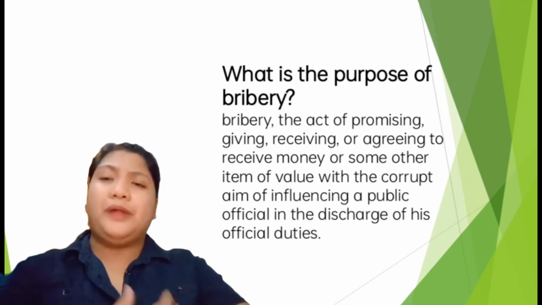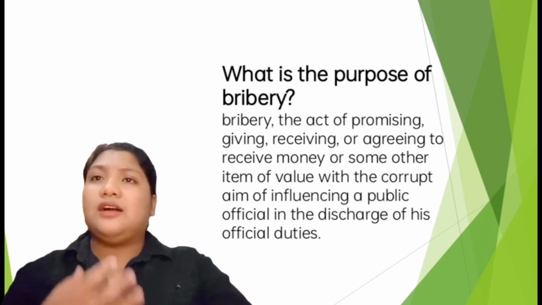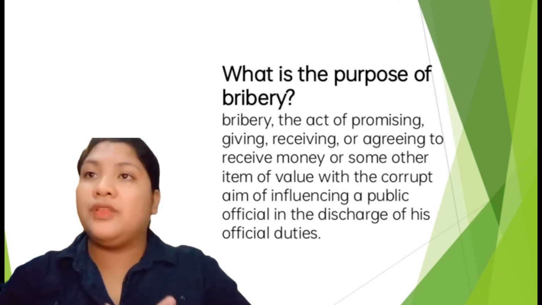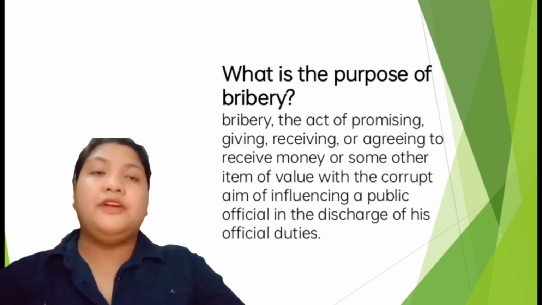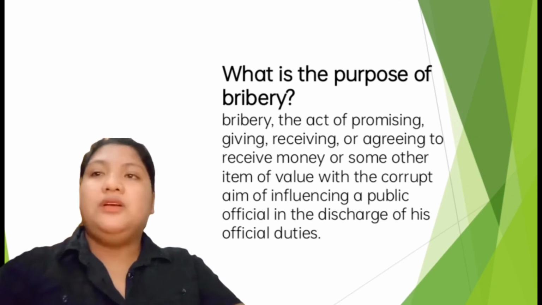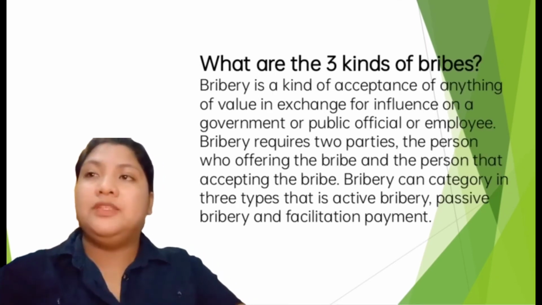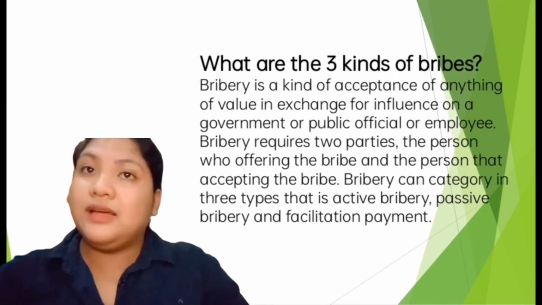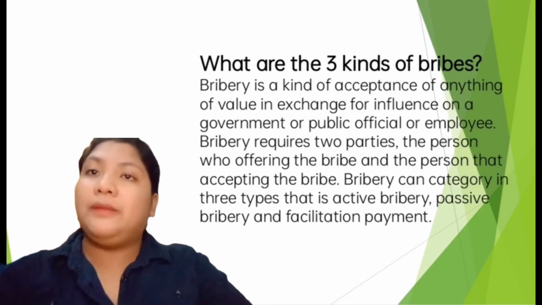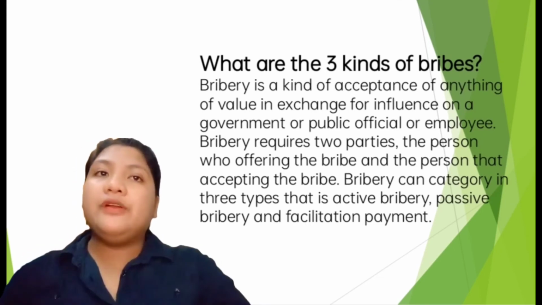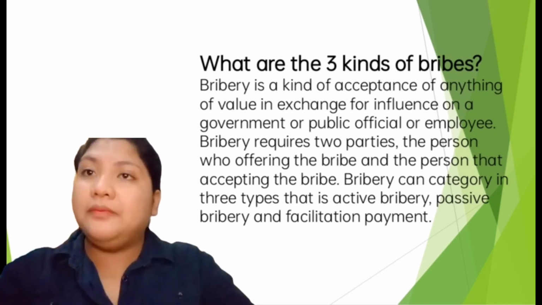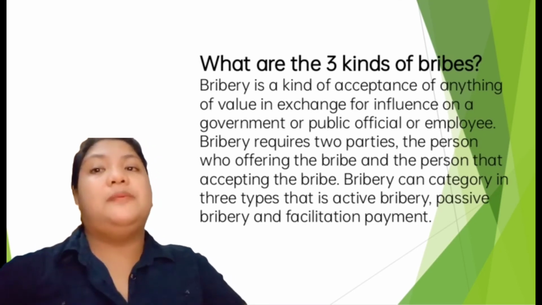What is the purpose of bribery? Bribery is the act of promising, giving, receiving, or agreeing to receive money or some other item of value with the corrupt aim of influencing a public official in the discharge of his official duties. And there are three kinds of bribes. Bribery is a kind of acceptance of anything of value in exchange for influence on a government or public official or employee. Bribery requires two parties: the person offering the bribe and the person accepting the bribe.